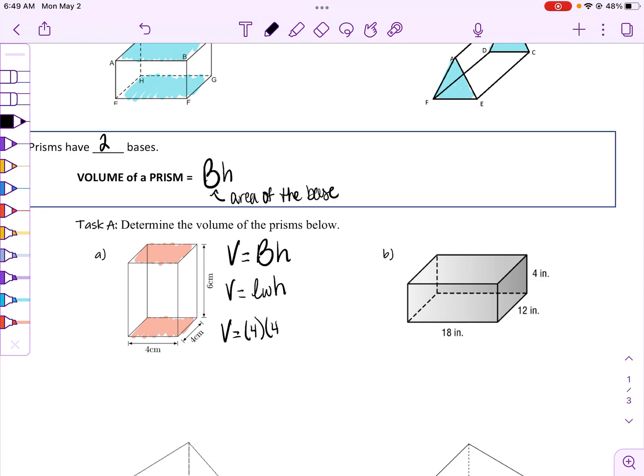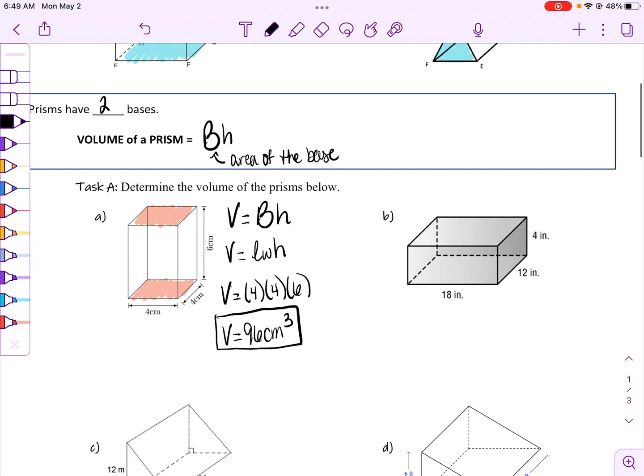4 times 4 times 6. And when you put it in your calculator, you should get 96 centimeters. And when talking about volume, we use an exponent of 3, which means cubed. So area we did squared, volume we use a 3, again that's cubed. So at this time, I'm going to ask that you pause the video, try B, and then check your answer. I'm going to keep going though.